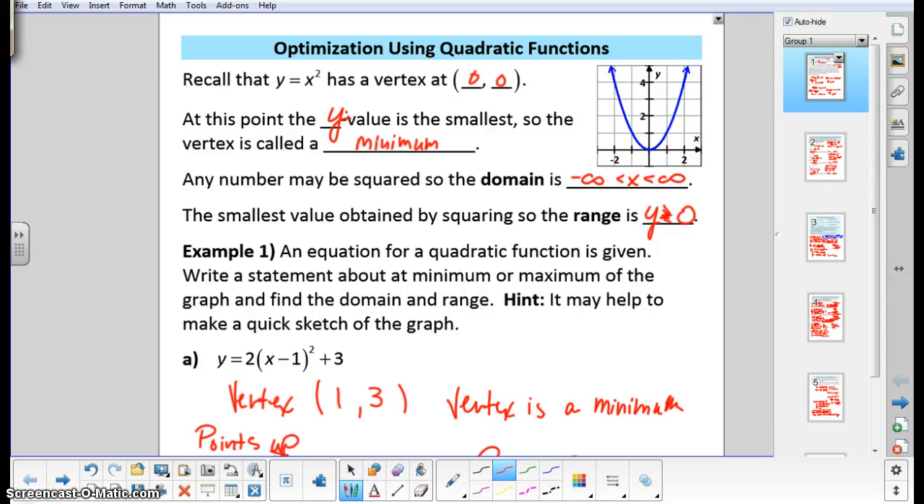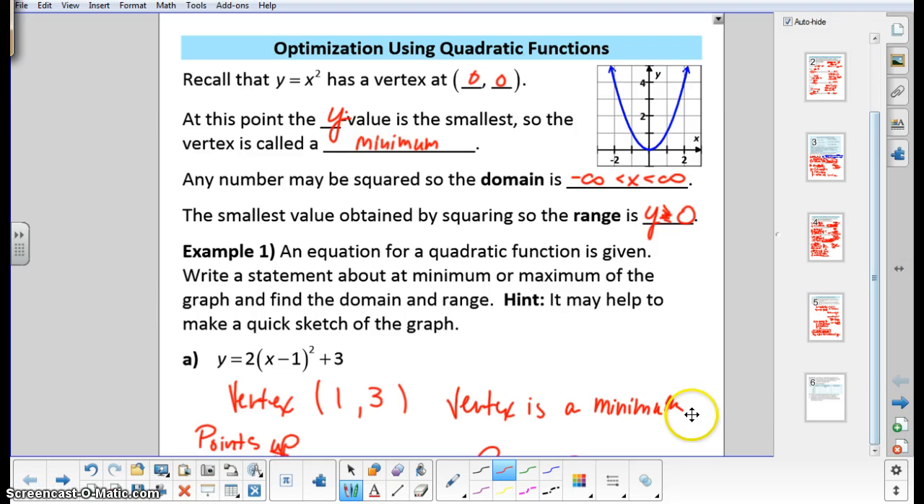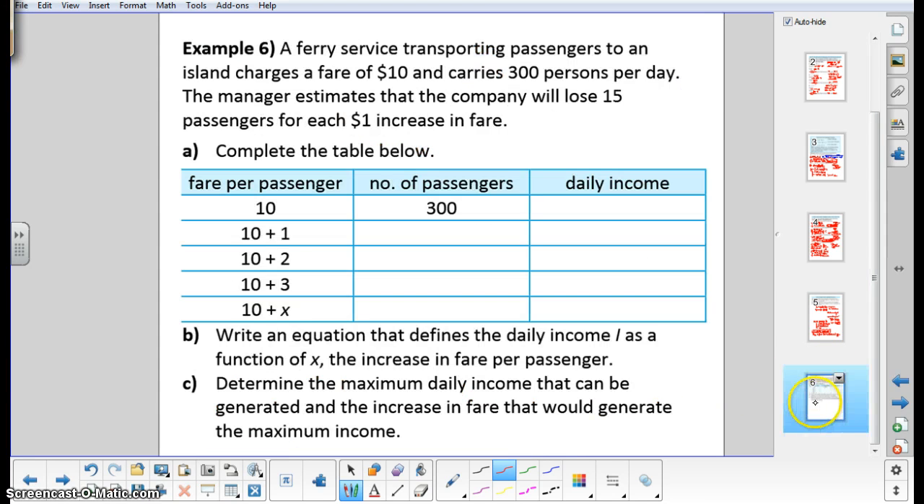Welcome to the notes for the last problem on the notes for optimizing using quadratic functions. I just wanted to go over the last problem, which would have been on the second half of the front of page 3. And this was a problem about ticket prices and people on a ferry passenger transport.